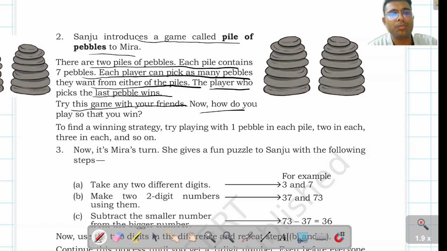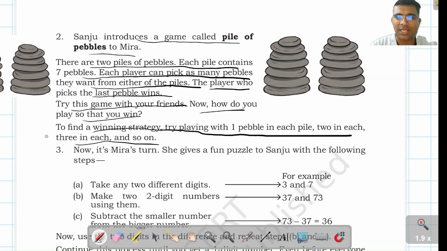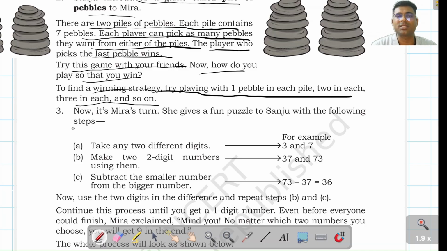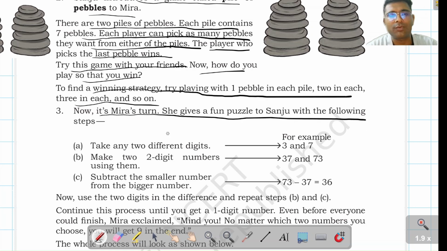Now how do you play so that you win? To find the winning strategy, try playing with 1 pebble in each pile, 2 in each, 3 in each, and so on. So you have to play this game with your friend and then you will find its answer, bachcho. Okay, question number 3. Now it's Mira's turn. She gives a fun puzzle to Sanju with the following steps.